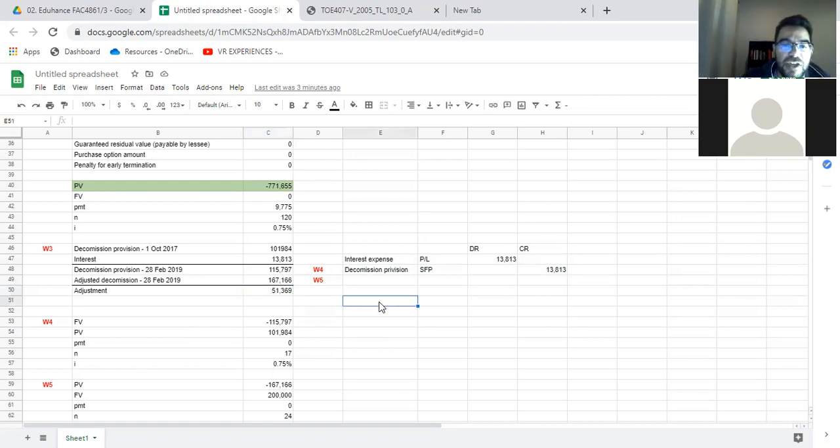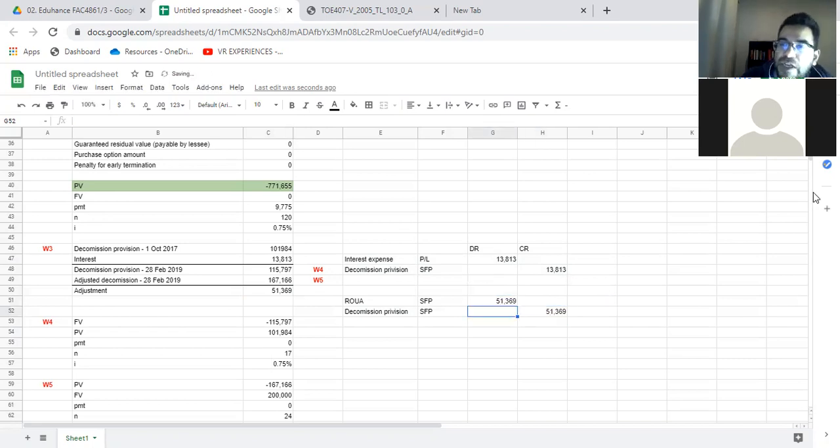So this journal entry would have looked like this: debit right of use asset, SFP, credit decommission provision, this is increasing. For every credit, there must be a debit. So that is that journal entry.